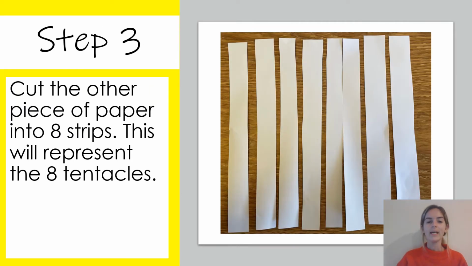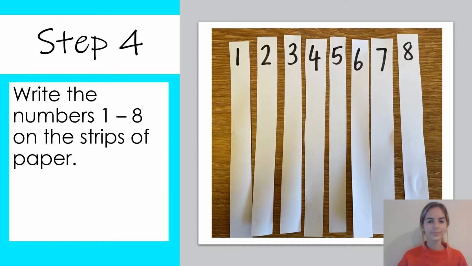Step 3, cut the other piece of paper into 8 strips. This will represent the 8 tentacles. So here you can see that I have 8 strips. Let's count them. 1, 2, 3, 4, 5, 6, 7, and 8. It's good to double check. Step 4, write the numbers 1 to 8 on the strips of paper. So here you can see I've got 1, 2, 3, 4, 5, 6, 7, and 8.